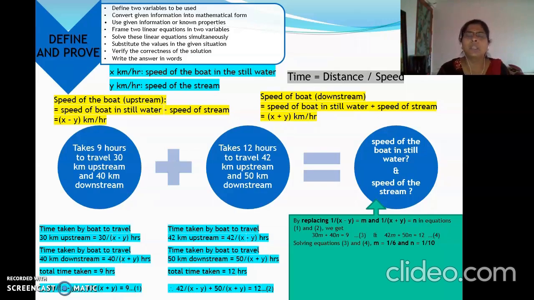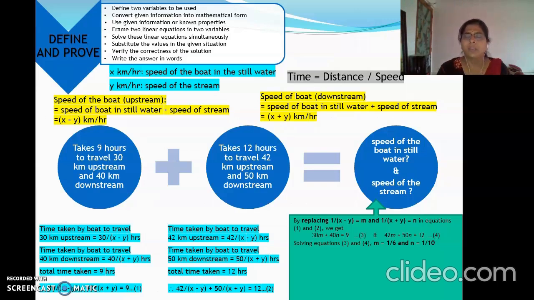In equations 1 and 2, we get 30m plus 40n is equal to 9 as equation number 3. Here, 30 upon x minus y is 30 into 1 upon x minus y, that is 30m, and 40 upon x plus y is 40 into 1 upon x plus y, that is 40n. Similarly, substituting the values of m and n in equation number 2, we get 42m plus 50n is equal to 12.